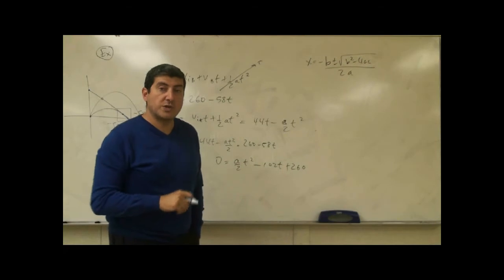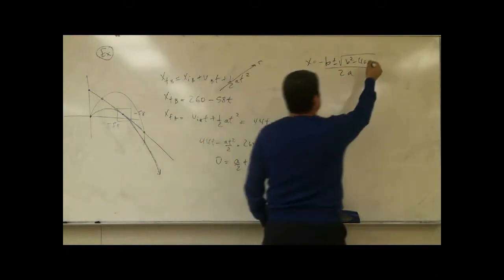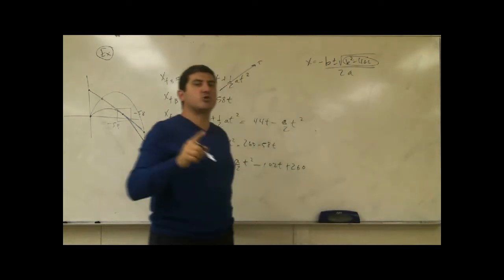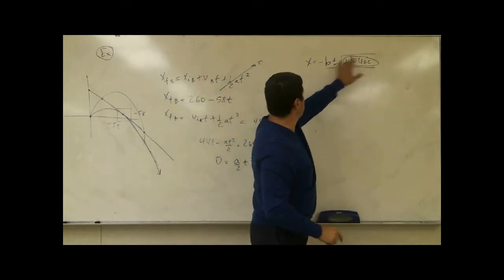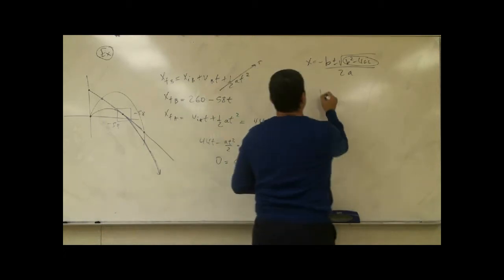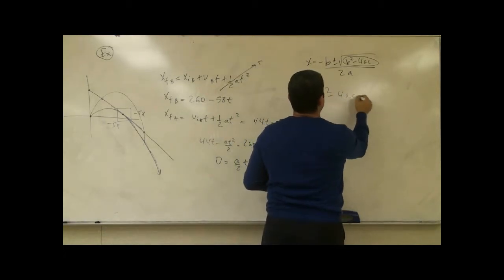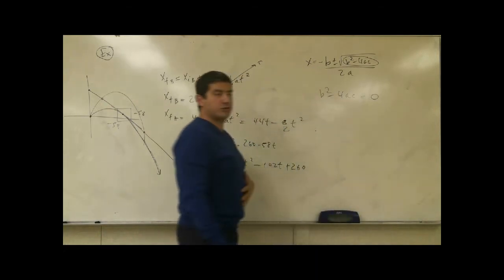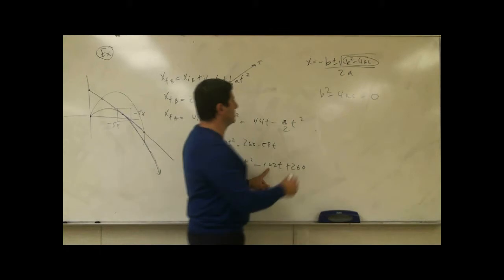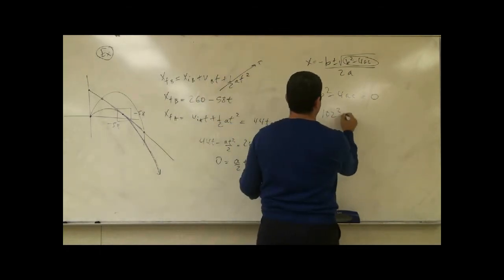For this, we want the quantity under the radical, which is called the discriminant, to be equal to 0. If that's 0, then there's only one solution, negative b over 2a, right? So b squared minus 4ac, we want it to equal 0. So what is my b in this case? b is 102, right? So 102 squared minus 4.